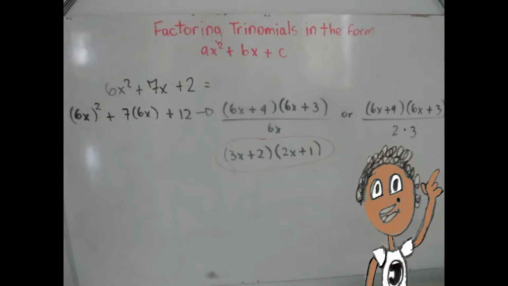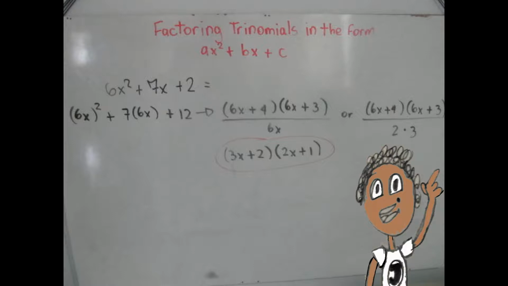Now we're going to factor trinomials in the form ax squared plus bx plus c. So first we have 6x squared plus 7x plus 2. To factor this, first we need to multiply the first term, that is 6x squared, by all the expression.